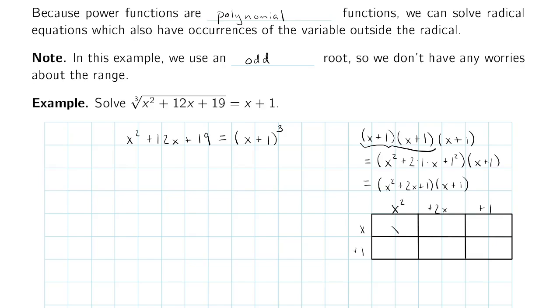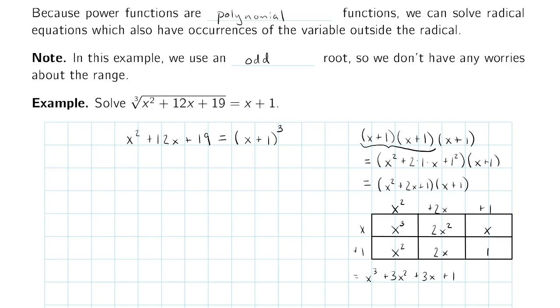Then x times x squared is x to the third. X times 2x is 2x squared. X times 1 is x. 1 times x squared is x squared. 1 times 2x is 2x. 1 times 1 is 1. Adding up down the diagonals, I get x to the third plus 3x squared plus 3x plus 1.